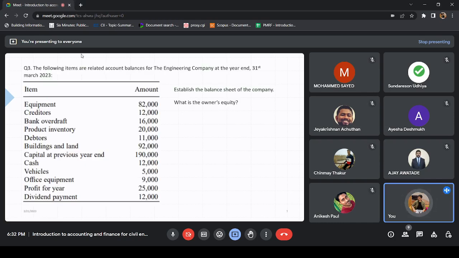Now coming to a bigger question. It has got a lot of things and some terms that are different. So again, we will go in the same manner. Start deciding what is an asset and what is a liability. So equipment, asset or liability? What we have to do is establish a balance sheet for the company, and we have to determine what is the owner's equity. What do you mean by owner's equity?